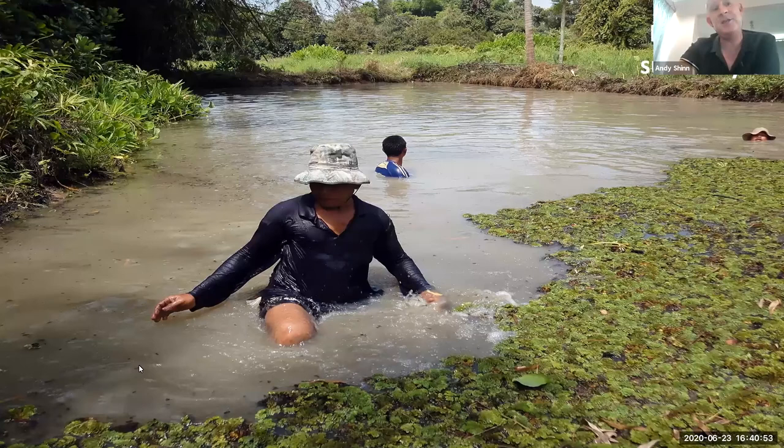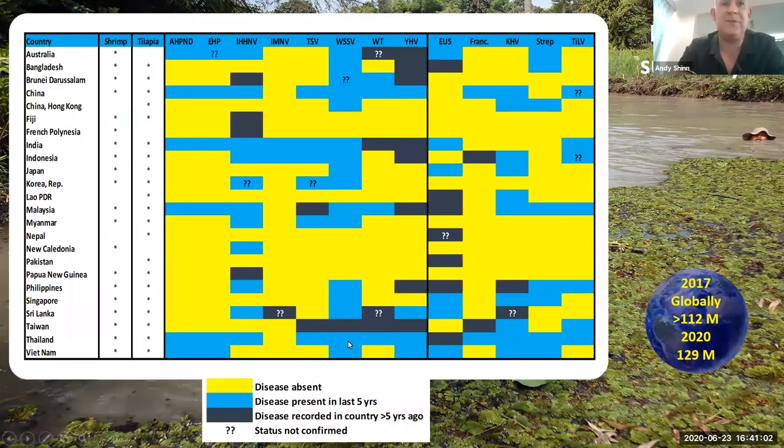if you can see in this particular slide here, sorry, it's jumping forward. I'm just focusing on shrimp and tilapia diseases. Anything in yellow hasn't been recorded for that particular country. Anything in blue has been recorded in the last 5 years. And anything in, I think it's the red color, has been recorded in the country, but perhaps not for the last 5 years. And of course, this board is always changing. It has to be constantly updated. And the reason for showing you this is just to show you there's a lot of diseases around impacting on production.